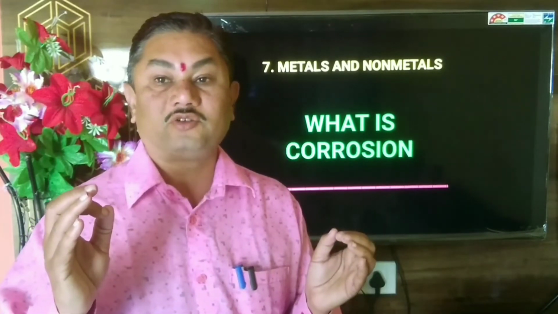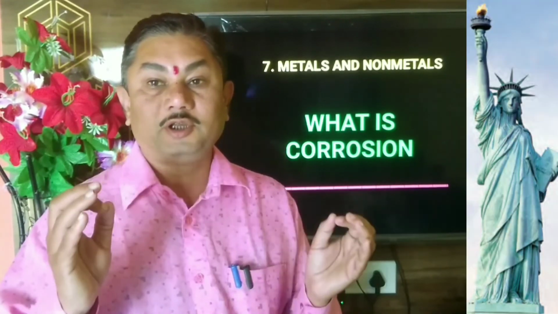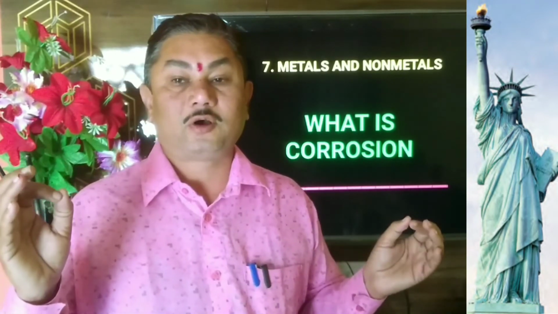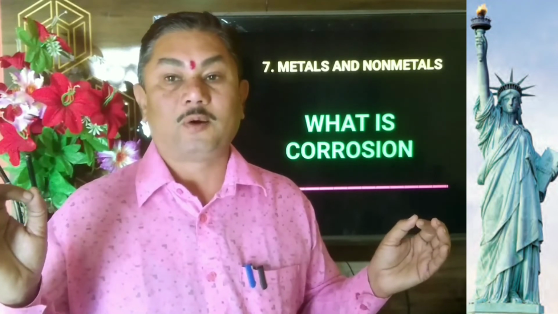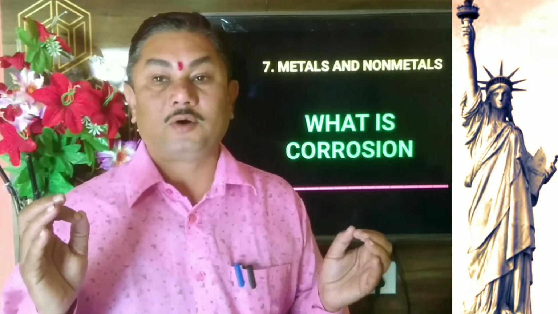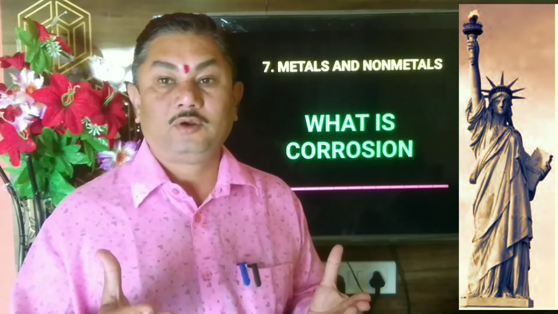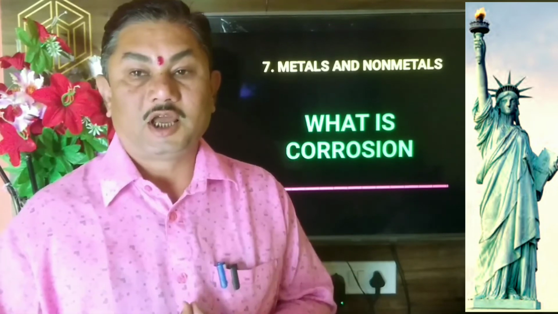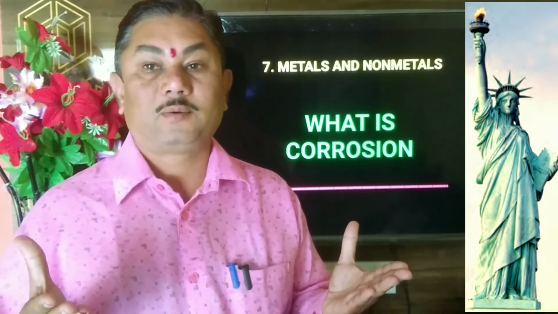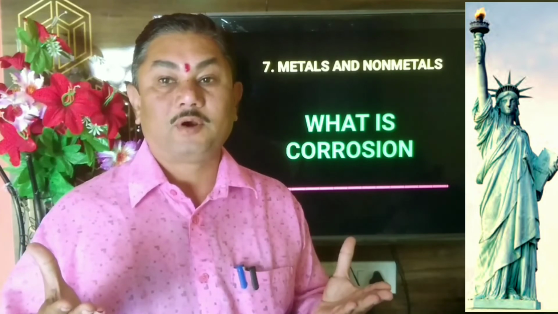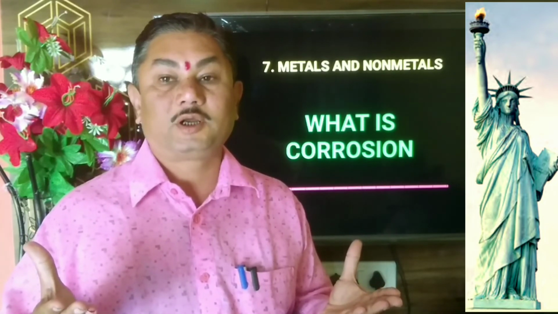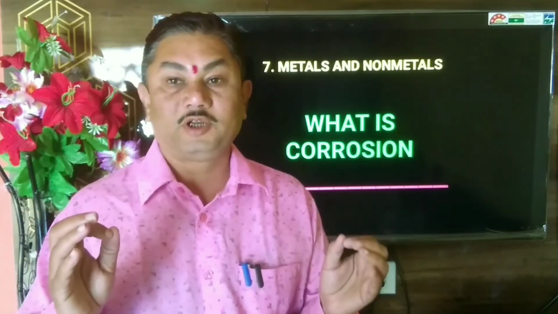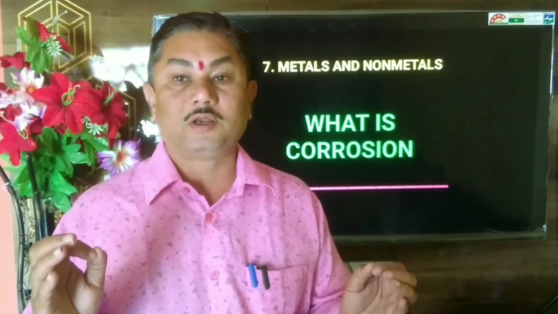Friends, there is a Statue of Liberty in the sea near New York City in America. The original surface of the statue is made up of copper and it is brown in color, but now it looks green. This is because green colored copper carbonate has been formed by reaction of copper with carbon dioxide gas and moisture in air. This is a very good example of corrosion. Metals get damaged due to corrosion.